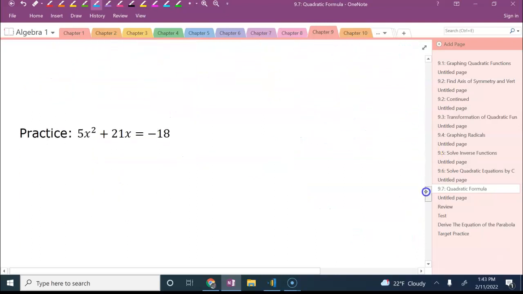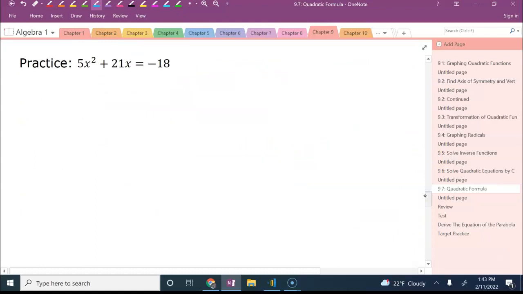So we've got one final practice problem here. Similar to that last one, you're going to want to make sure that you set it equal to 0 first. So go ahead and try to do this one and then keep watching the video to see how it should have turned out.